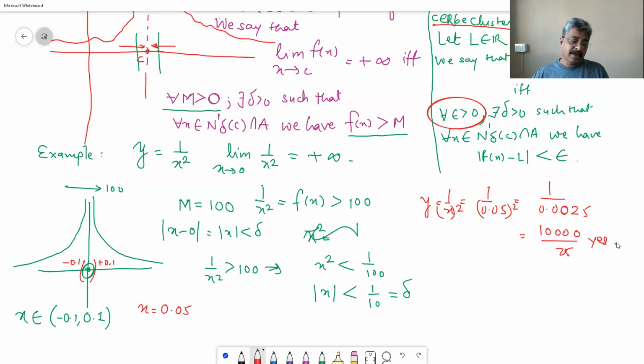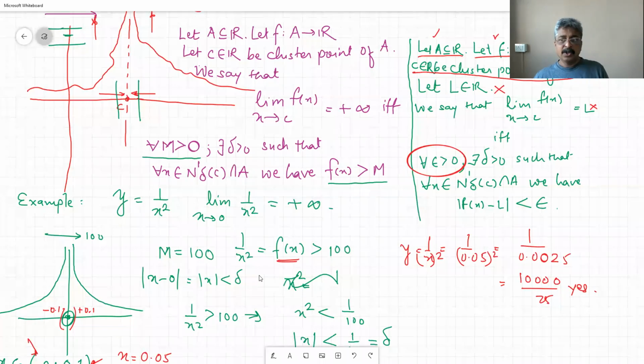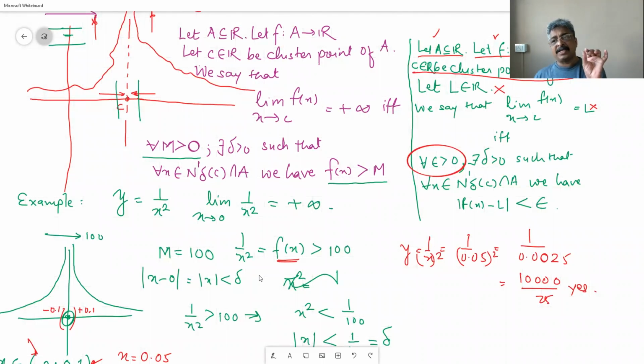And therefore this is an open interval, because at the end points we would get equality. Suppose I take x is equal to 0.1, I will get exactly 100. But we want strict inequality, so this definition is working. You give me the value of M, whatever big value you want. If I stay in the delta neighborhood of x, I will definitely get more than that, and then I will never have a problem in finding delta.